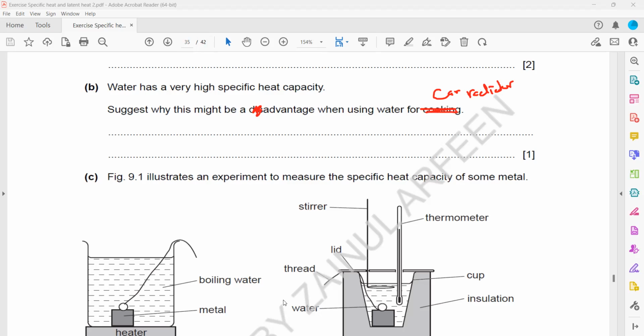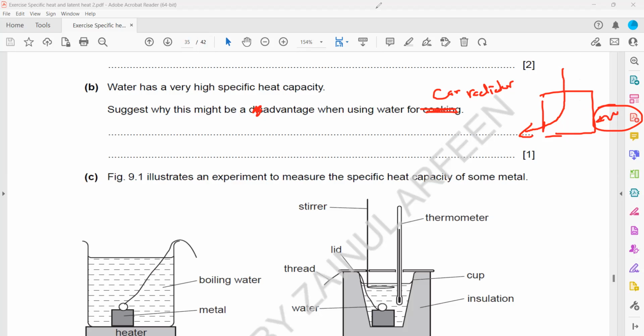Because the water will absorb too much energy before it changes the temperature. Why? Because in the car radiator, or the car engine, the engine is producing heat energy, and in the radiator there's water. This water absorbs a lot of heat energy from the engine with no change, or a very small change, in temperature.